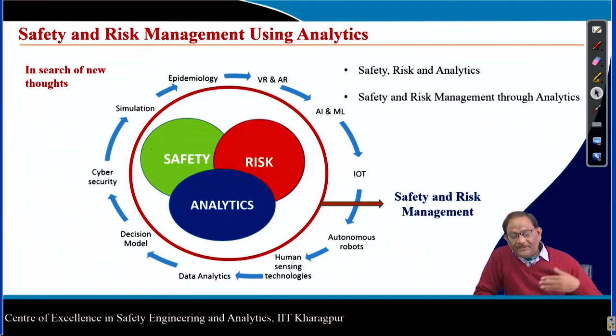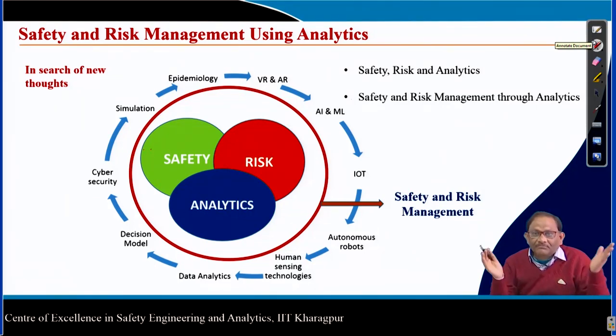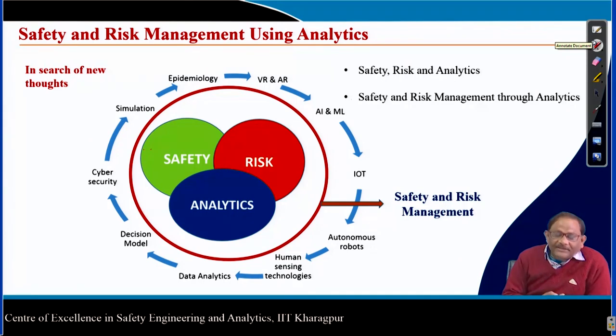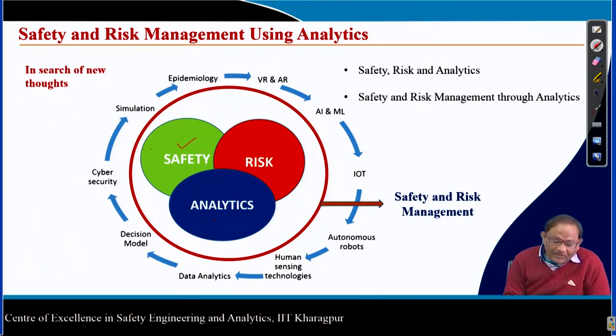Then we try to understand how the Industry 4.0 and Society 5.0 tools, techniques and technologies can be amalgamated into the traditional safety management system, so that an analytics based safety and risk management system can be developed. Now, some of you might know what that analytics based system is. As we are interested in safety and risk management, there are three verticals here. One is safety and risk, which are very much overlapped, interrelated things, and the third one is analytics.